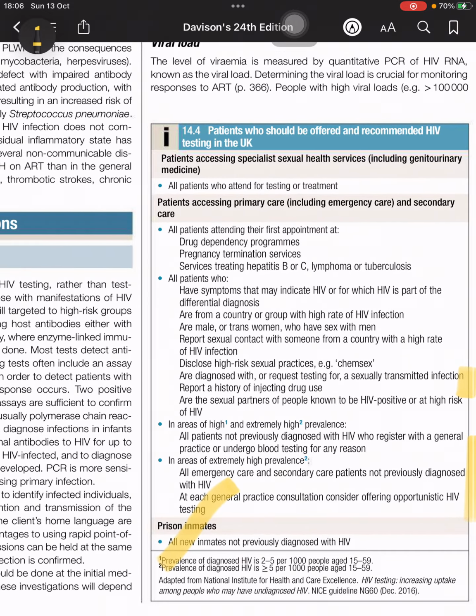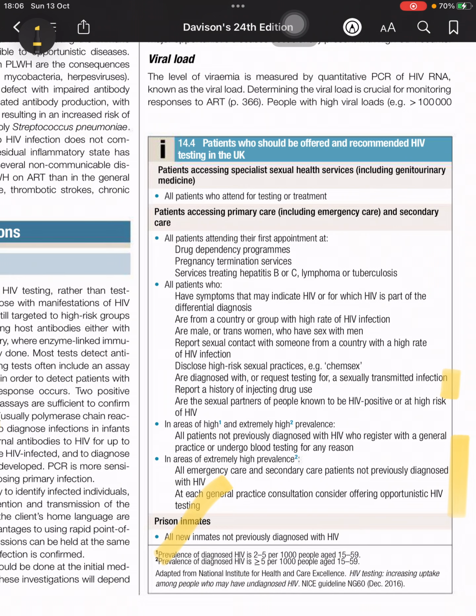HIV testing should be offered and recommended in the UK to patients accessing specialist sexual health services including GU medicine who attend for testing or treatment, patients accessing primary care including emergency care or secondary care, or patients attending their first appointment at drug dependency programs, IVDU, pregnancy determination services, treating hepatitis B or C, lymphoma or tuberculosis, or patients who have symptoms that may indicate HIV or for which HIV is part of the differential diagnosis.